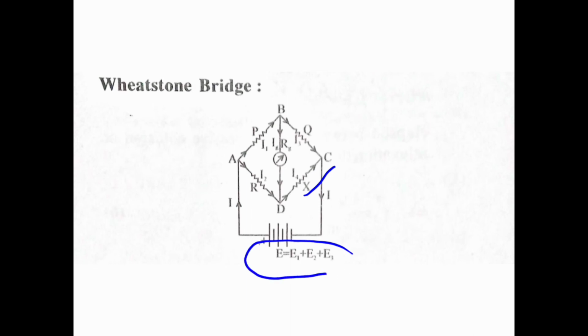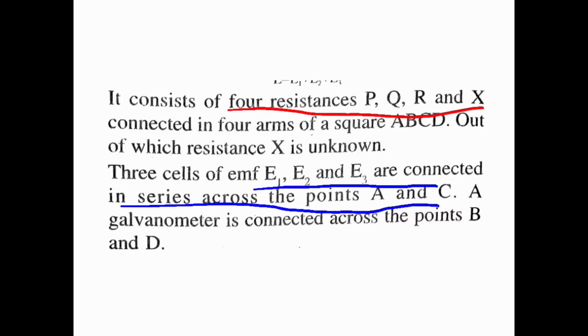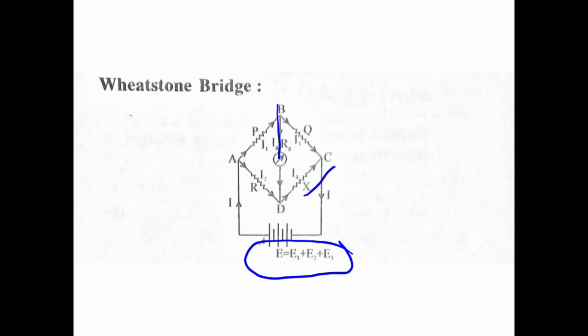This is E1, E2 and E3 are connected in this. Now a galvanometer is connected across the BD. Here the BD is diagonal and a galvanometer. This is the galvanometer. This is the symbol of galvanometer. Galvanometer is connected across the diagonal.